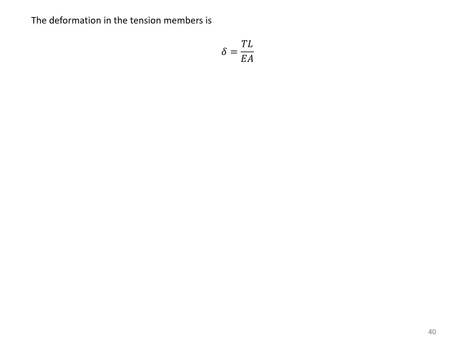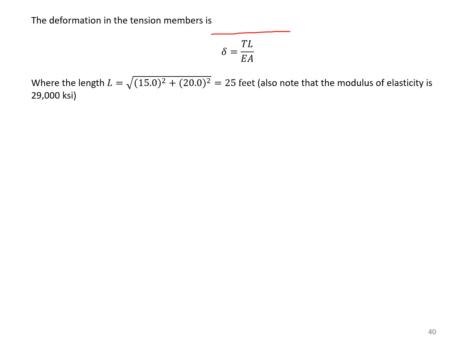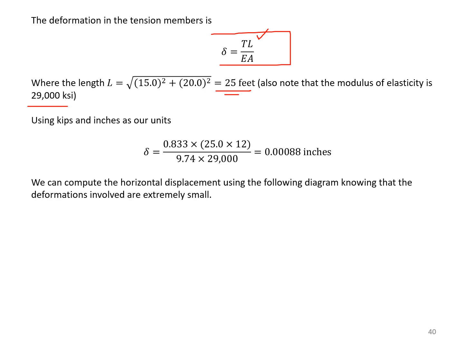Now using Hooke's law, we can find the deformation in that member, knowing that L is the length of the member, which in this case is 25 feet. Modulus of elasticity 29,000 KSI. And therefore, under the force 0.833, this thing is elongated so many inches, 0.00088 inches. But that is not the horizontal deformation of this frame.